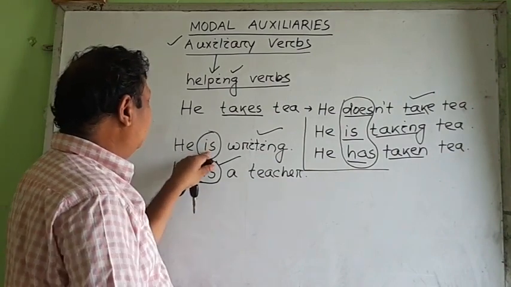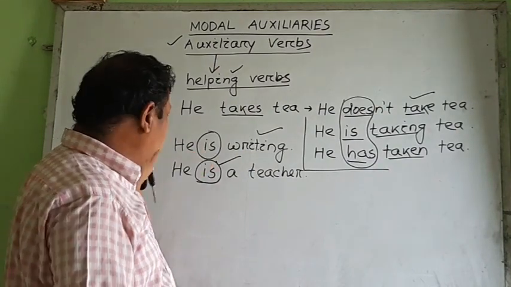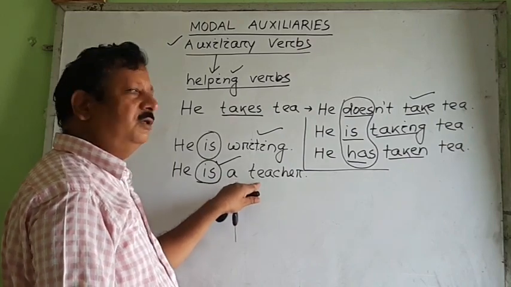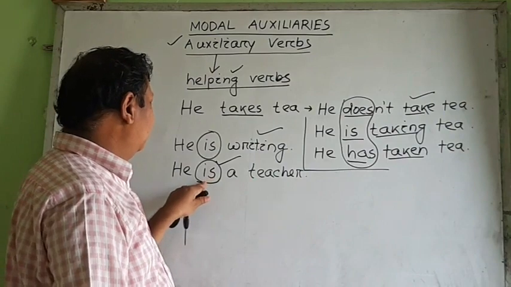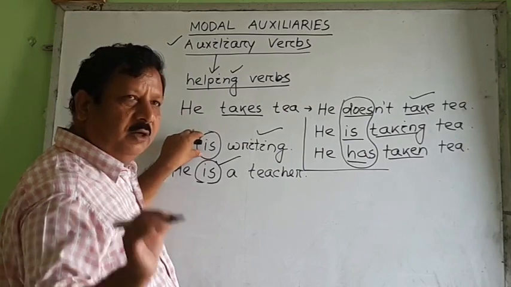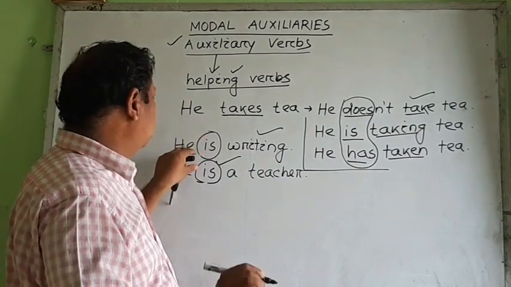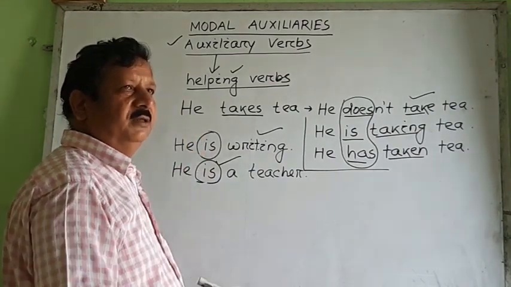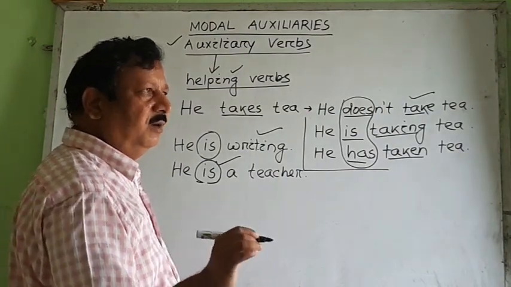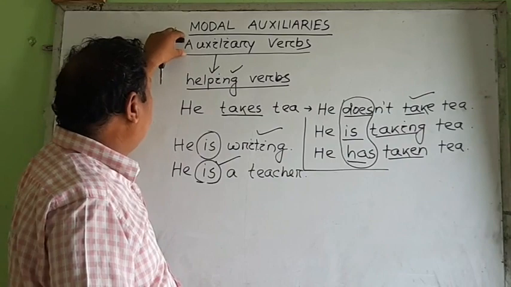He is a teacher. Here it helps the main verb right. So that is why it becomes the helping or the auxiliary verb. Whereas here it acts as the main verb because without it the sentence does not stand itself. So that is why here it is a main verb. So in this case, not every verb, but some of the verbs can act both as helping verbs or auxiliaries as well as the main verbs. Basically, is, are, etc. So, first of all, we are clear about the auxiliary verbs.